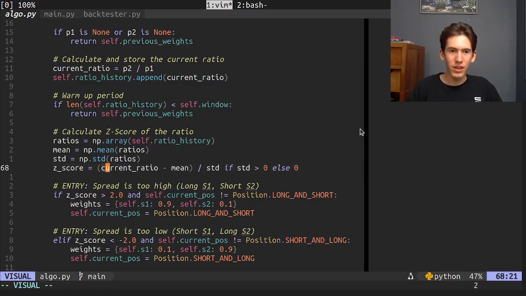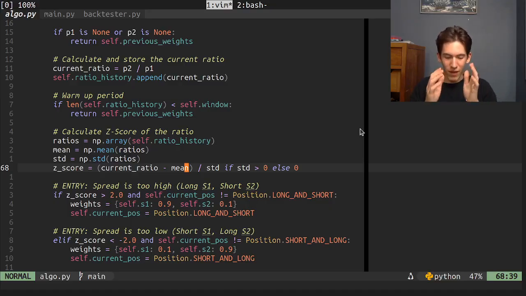So if we look at our current ratio and we subtract the mean, if you think about it, if our ratio is pretty much average, that means when we subtract the mean away, we'll be left with roughly 0. So our z-score is going to be 0. So values that are centered around 0 are very standard.